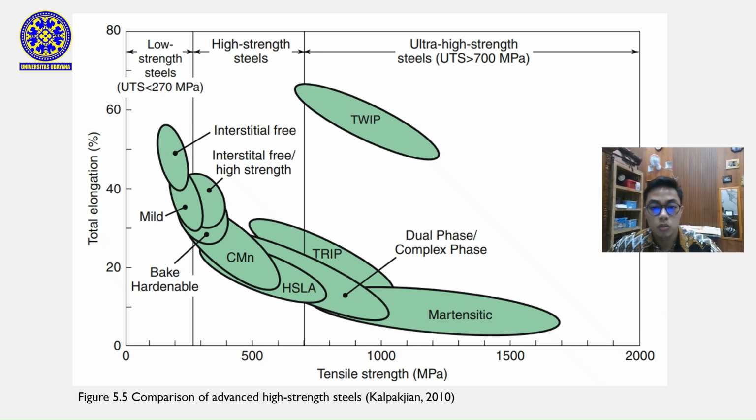Transformation-induced plasticity steel, or TRIP steels, and dual-phase or complex-phase steels offer a good balance of both strength and ductility. TWIP steels are especially expressive, with very high ductility combined with high strength. Finally, the martensitic steels are on the far right, with extremely high strength but very limited ductility. These charts help us understand why advanced high-strength steels are chosen in automotive and structural applications. They provide lightweight designs with both strength and formability.